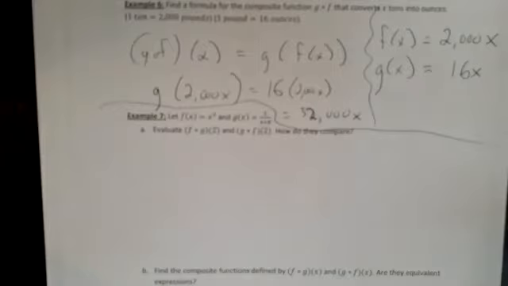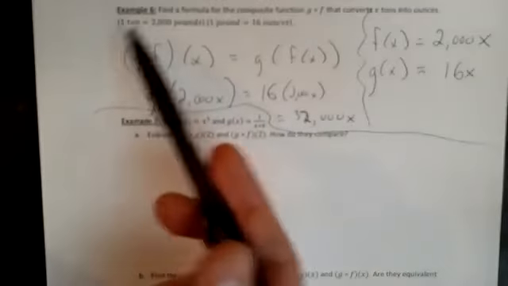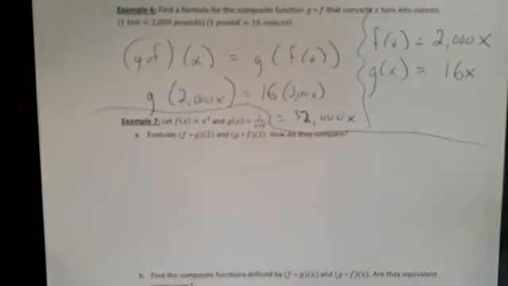I think they're giving you this problem to give you some concrete, real world examples of how we use composition of functions. If we go from tons to ounces, we're going from tons to pounds, and then we're taking those pounds and converting them to ounces. We're just finding a generalized formula.